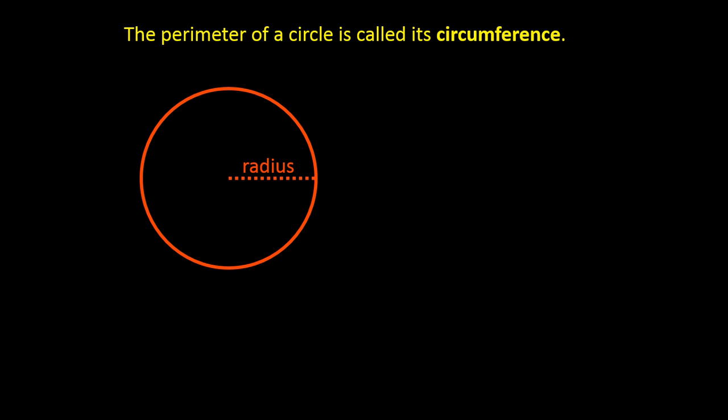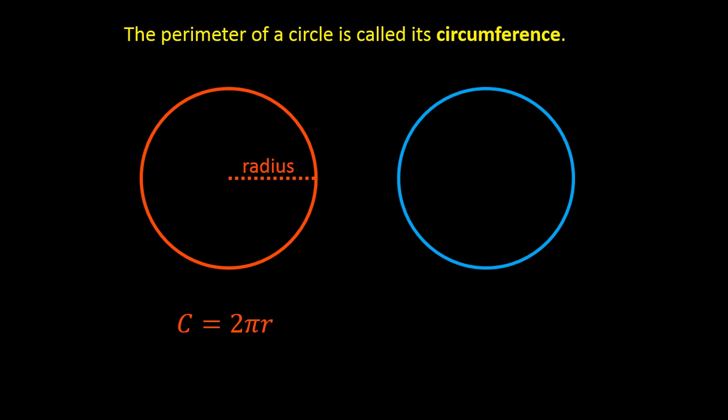So let's suppose that we have a circle and we know what its radius is. The circumference can be found by taking 2 times pi times the radius of the circle. And if we know the diameter of the circle, we can find circumference by taking pi times the diameter. Now, these two formulas really do the same thing.